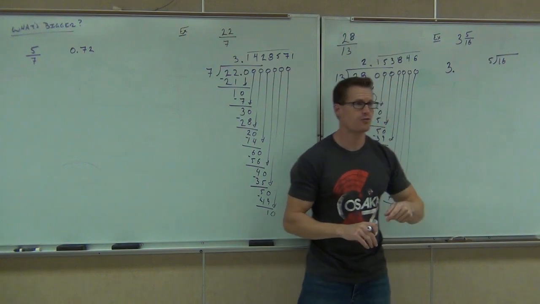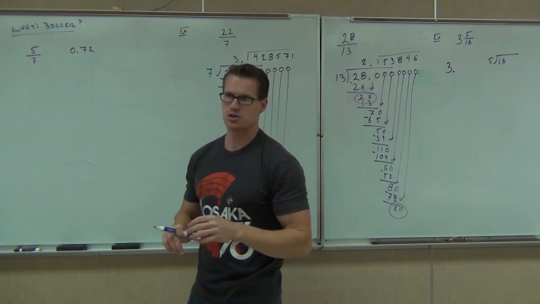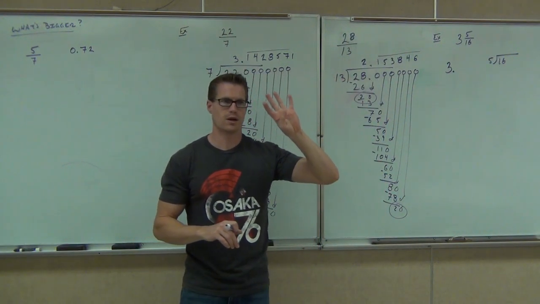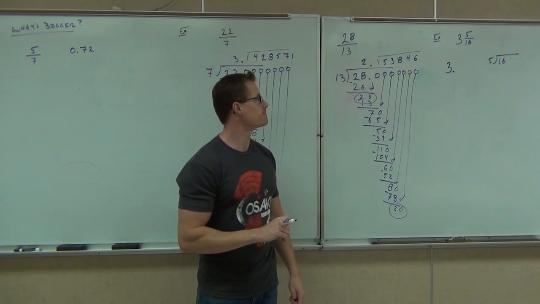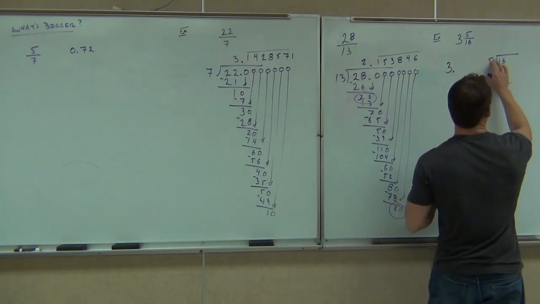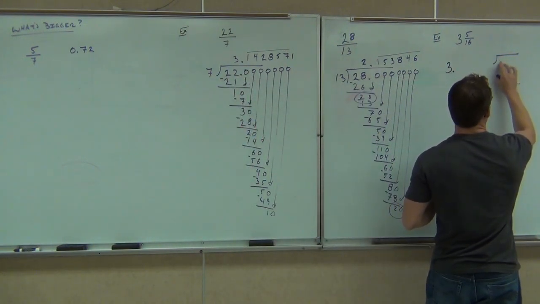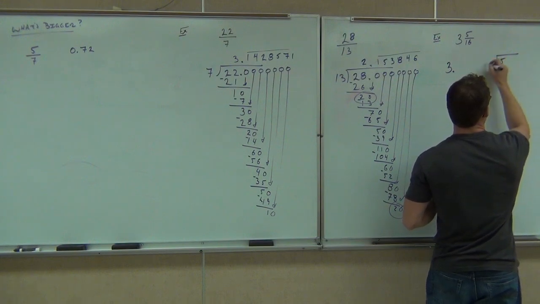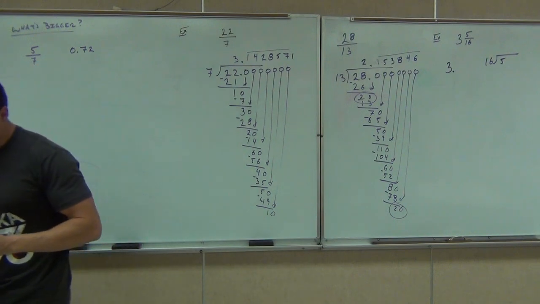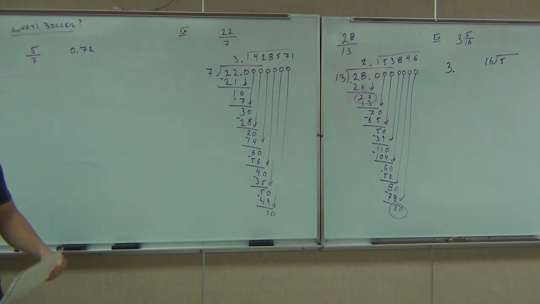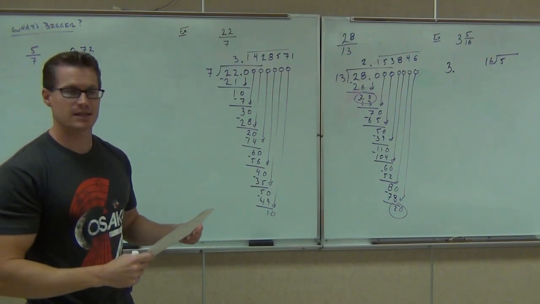Go ahead and finish that up now. 5 sixteenths is going to end. It should be a four-digit decimal. It would be 16 divided by 5. Oh, I'm sorry, I have that backwards. I knew something looked fishy. There you go, 5 divided by 16. So finish that up, do the 5 divided by 16, and find me that decimal.